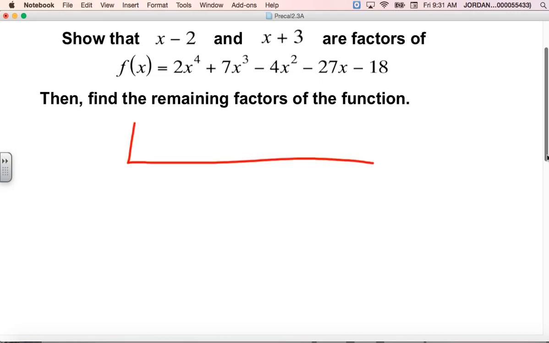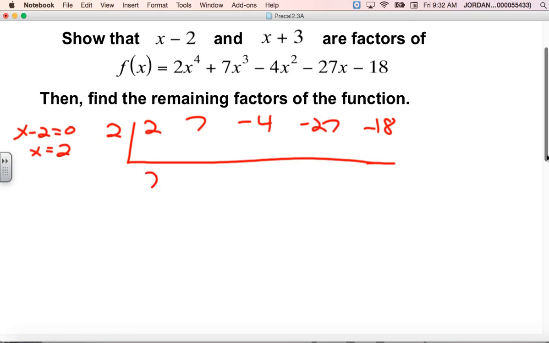So plug in your coefficients: 2, x to the 4th. We have 7x cubed. We have negative 4x squared. We have negative 27x, and we have negative 18, x to the zero. All right, then x minus 2, remember we solve it, and whatever we get is what we put up here. So bring down your 2. 2 times 2 is 4. 7 plus 4 is 11. 11 times 2 is 22. And then we add those and get 18.